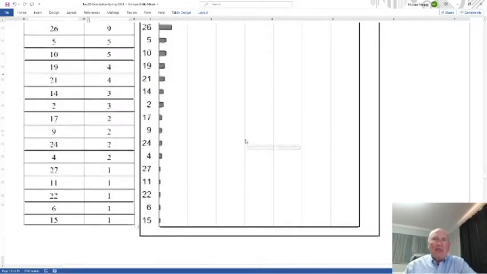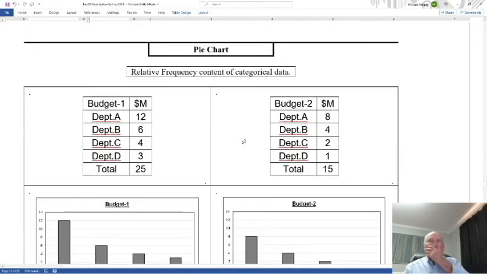Okay, let's go on. A pie chart. This is relative, again, categorical data, but it's a relative frequency count.